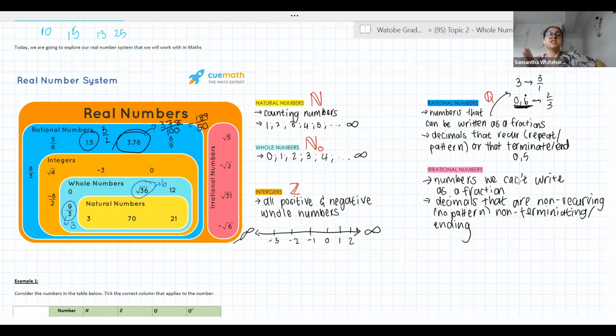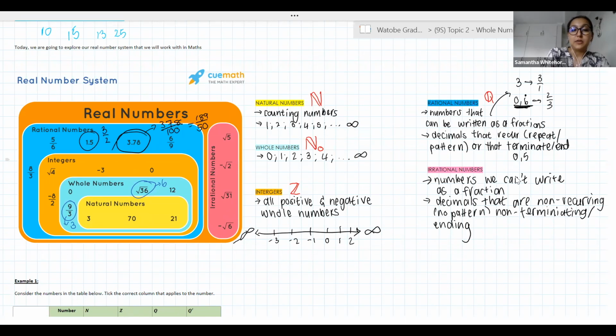There are like competitions held for people remembering the most number of pi decimals. I googled it earlier. The unofficial record is 100,000 decimal places, which took the person 16 hours to remember. So pi is one of the famous irrational numbers. Often we'll test you on pi. But basically, if you can't write it as a fraction, it's irrational.